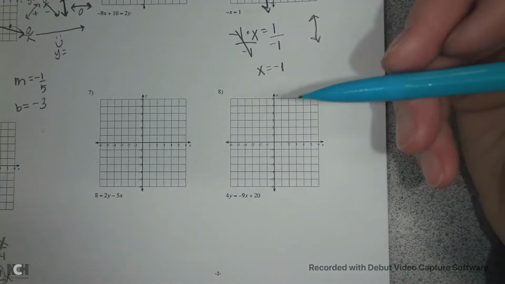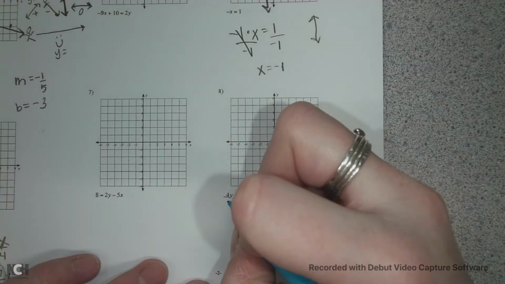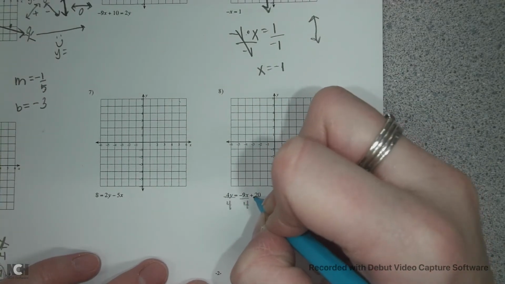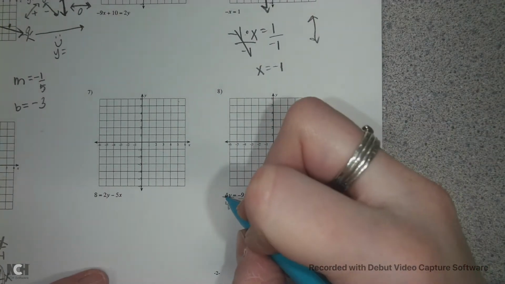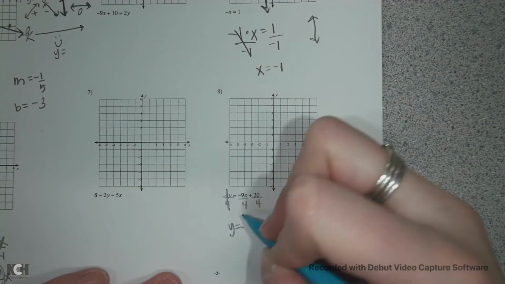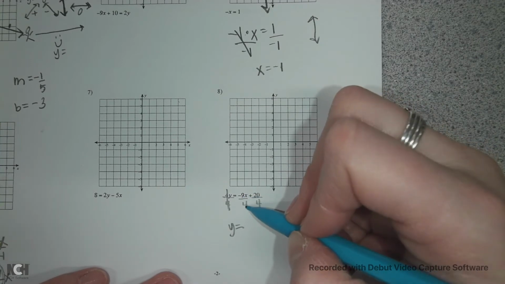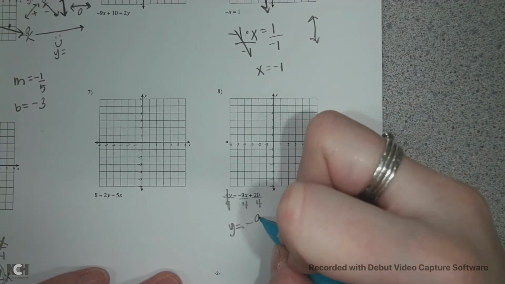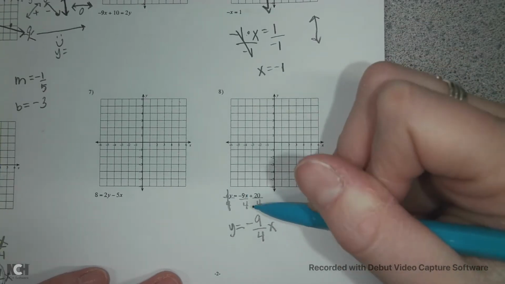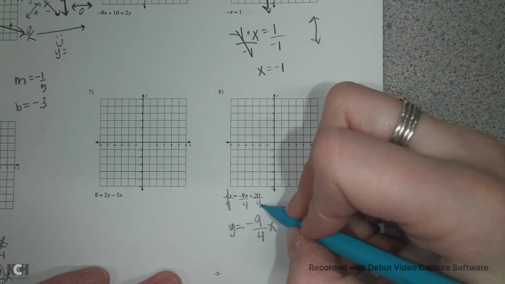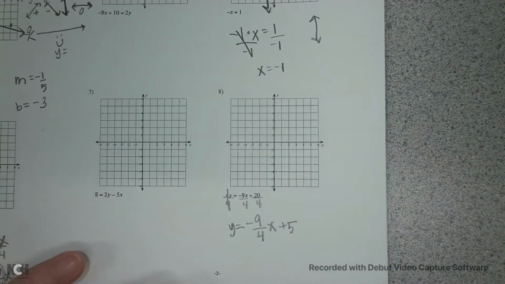We don't have to add and subtract, so now we're just going to divide. So we divide everything by 4. Everything, don't forget. So now my 4's cancel here, leaving my y. -9 divided by 4 is some weird decimal, so we're going to keep our slope as fractions, and again, we know it's our slope because the x is next to my 9. 20 divided by 4 is 5.